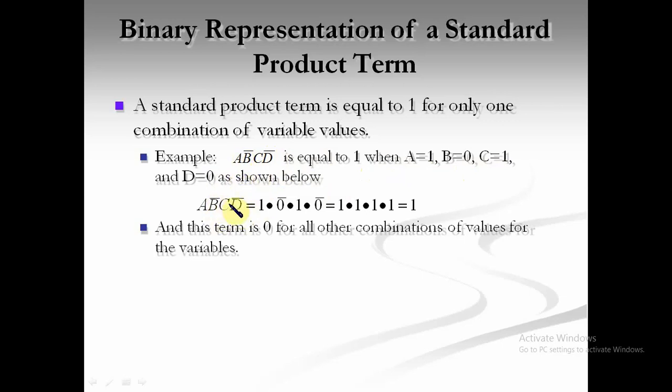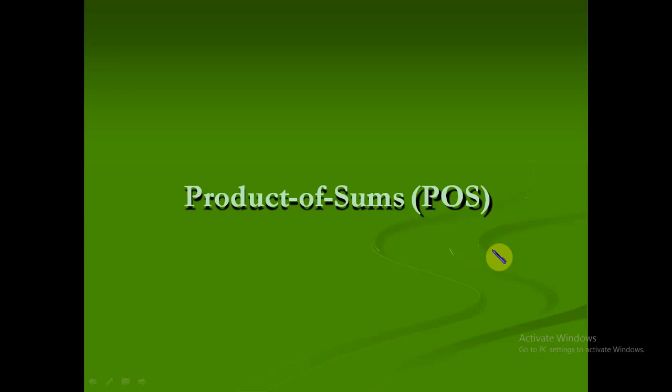Here we take A B bar C D bar. A is 1, B has a bar, hence we take 0. C has no bar, hence 1. D bar is given, hence 0. After simplification, the bar means the opposite: using NOT on 0 gives 1, and we get the answer 1. But the product term is 0 for all other combinations of values of the variables. That is all about the SOP.